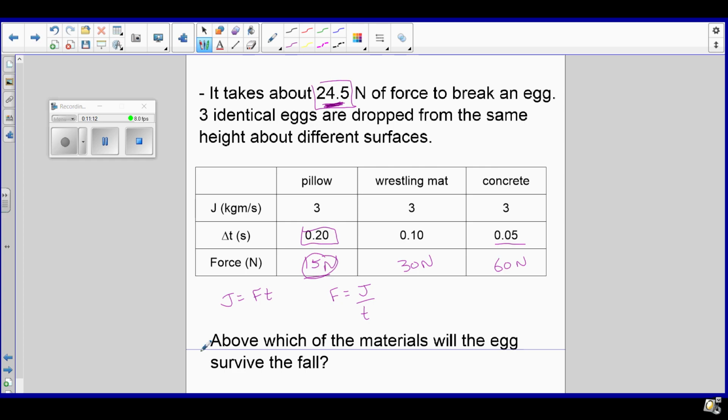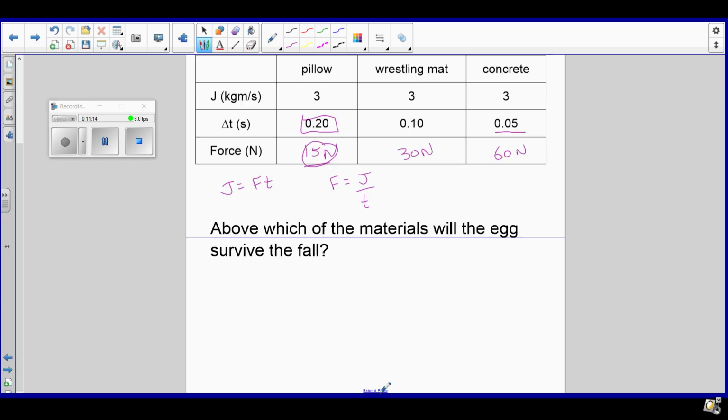If I think about impulse, it is identical for all 3, because they all reached the same speed and then were brought to a speed of 0 by the surface, pillow, wrestling mat, and concrete, so I can write this kind of suggestively. Even though the impulse is the same, if the time of the collision is very small, then the force would have to be really great for the product of force and time to equal an identical impulse.